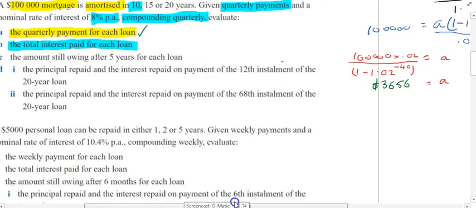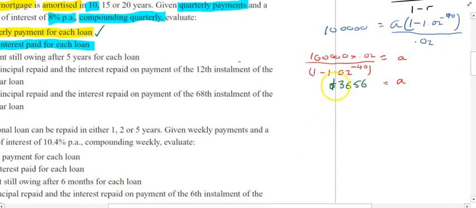The total interest paid for each loan. I'm making $3,656 quarterly payments. Now this is going to be a 10-year loan. So the total repayments is equal to 3,656 times how many repayments there are. So 10 years for 40 repayments.